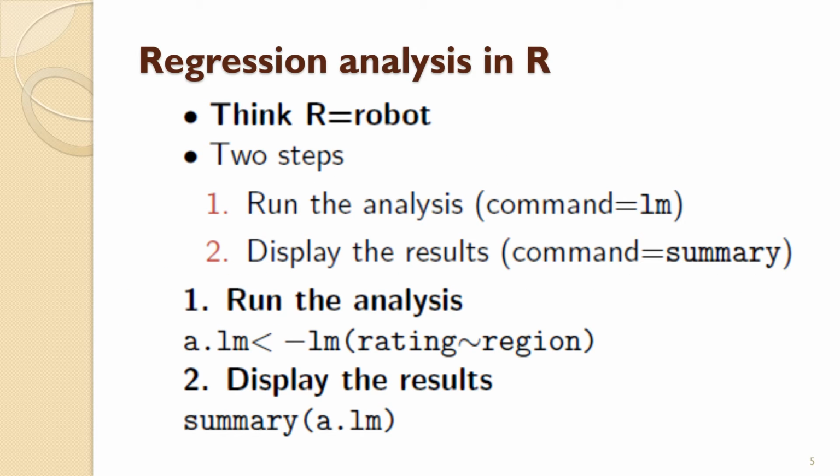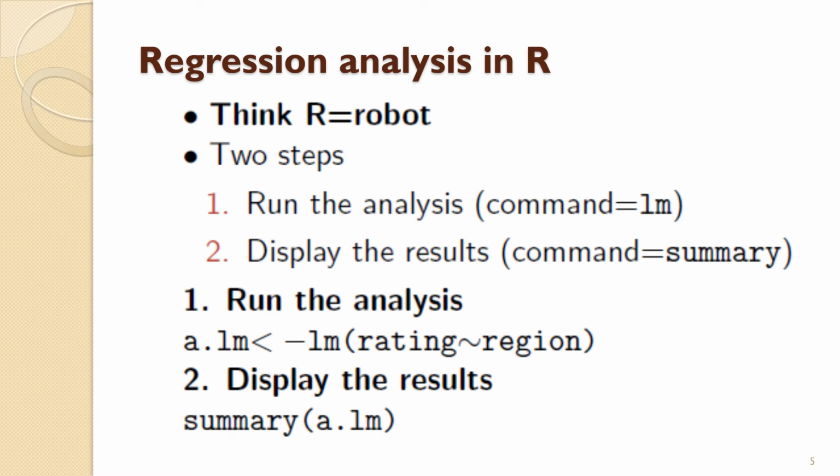In terms of regression analysis in R, again it's always worth thinking about how the thing is really working. So think R equals robot, it will do exactly what you tell it to do, nothing more, nothing less. So in this instance what you typically have is these two steps. Firstly, run the analysis, and then secondly, you're explicitly telling the computer to display the results. So when you run the analysis using the command lm, you get it to display the results using the command summary. So the first step, run the analysis.